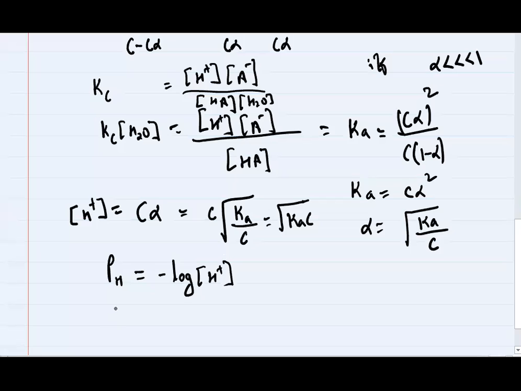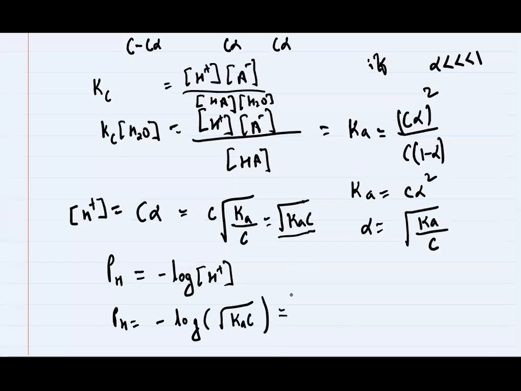So it will be just pH is equal to minus log. Now, what is the concentration of H plus? This one, yes or no? Tell me, everyone. So can I just write it like this, root Ka into C? Yes, everyone? Okay, right?